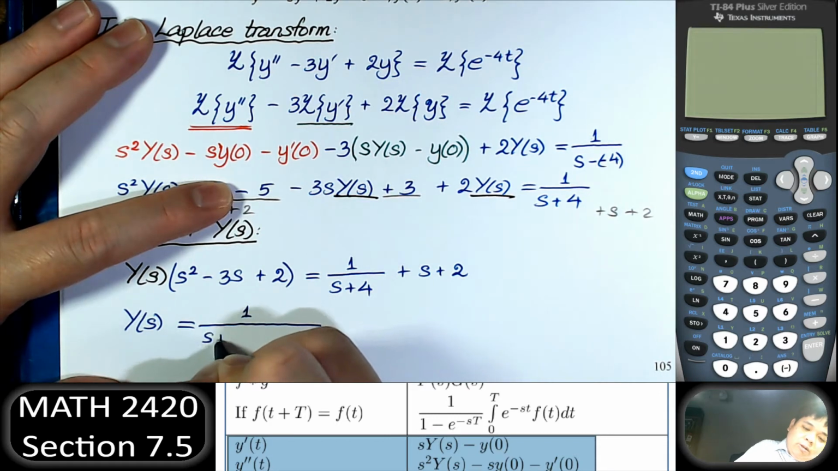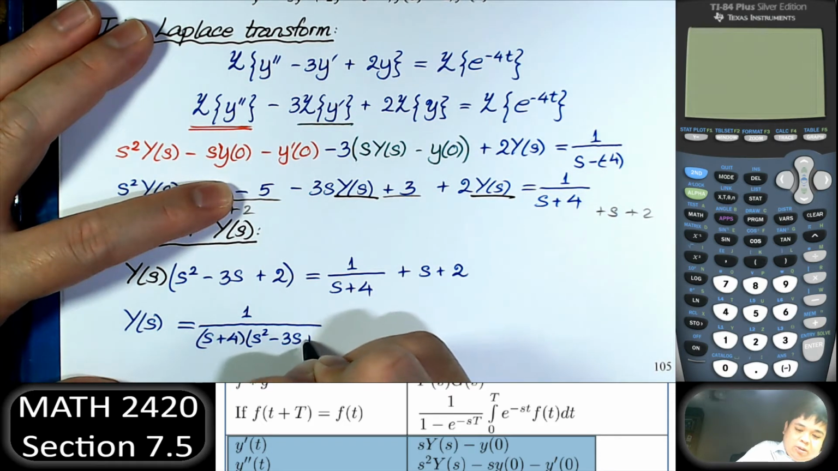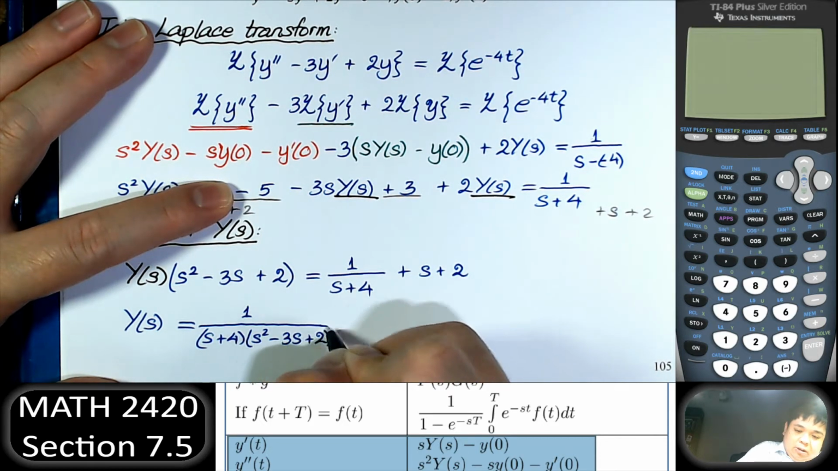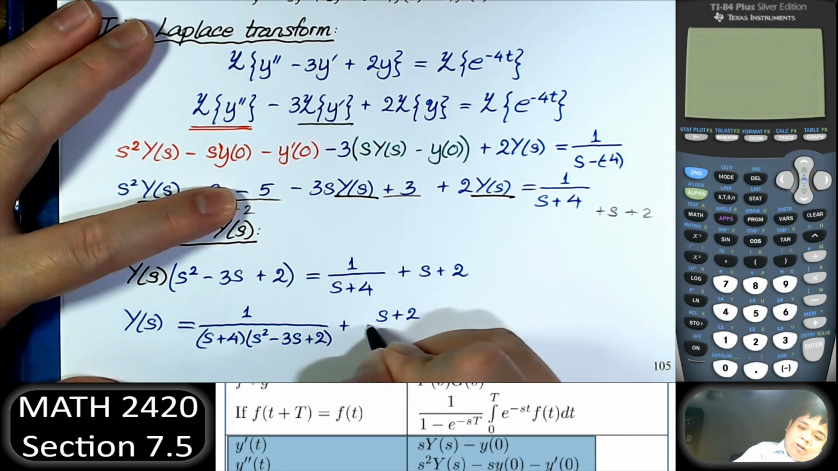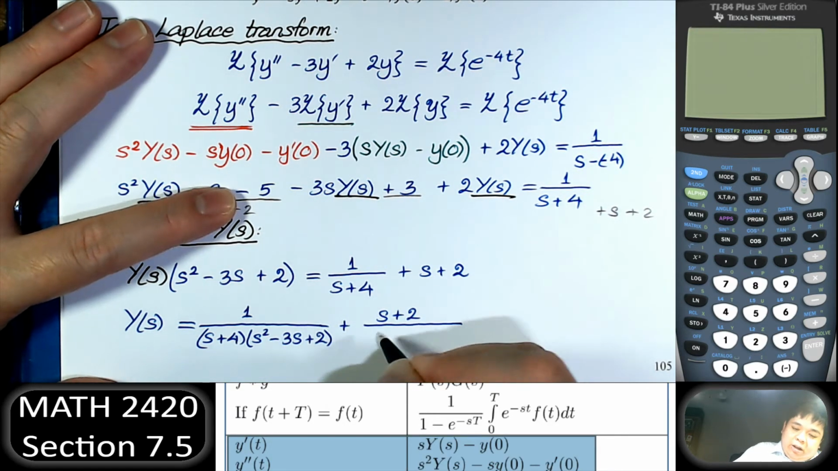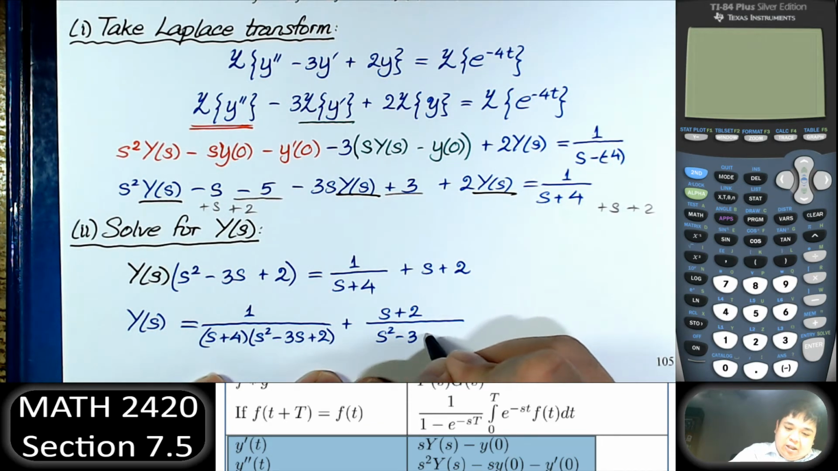S plus 4 over s squared minus 3s plus 2, plus s plus 2 over s squared minus 3s plus 2.